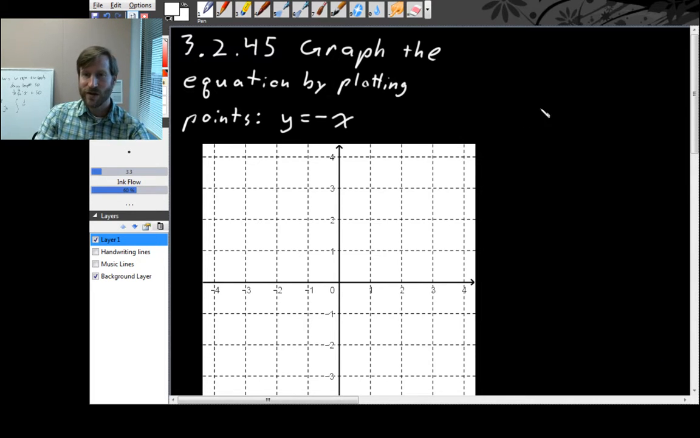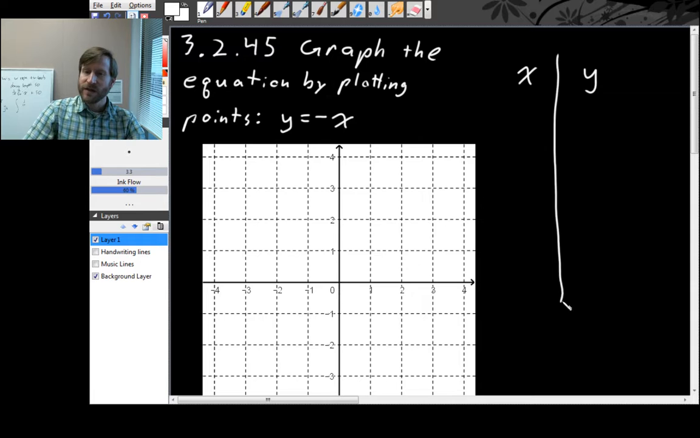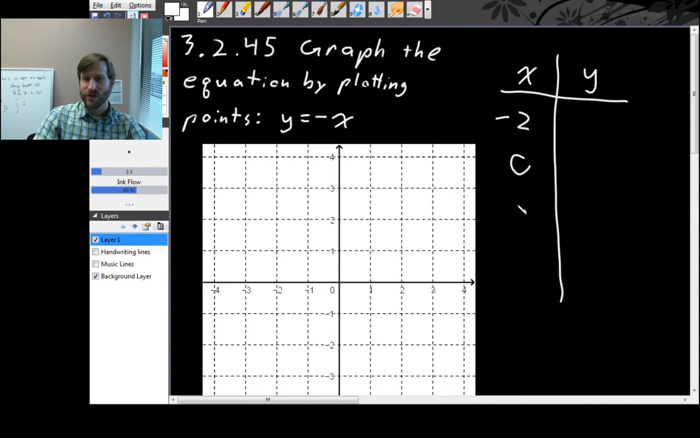So let's start by making a table with some x values and their corresponding y values. The x values that we put in this table are going to be more or less random, but they might as well be integers. They don't have to be integers. We could use fractions, but integers are just a little easier to work with. And let's pick a few. So why not? Let's try -2, 0, 1, and 3, say.